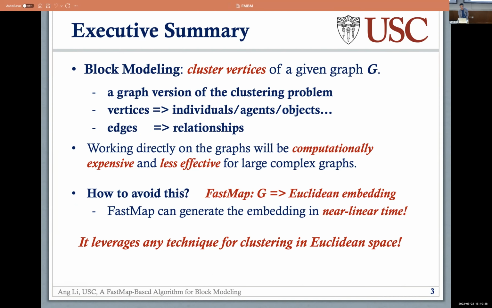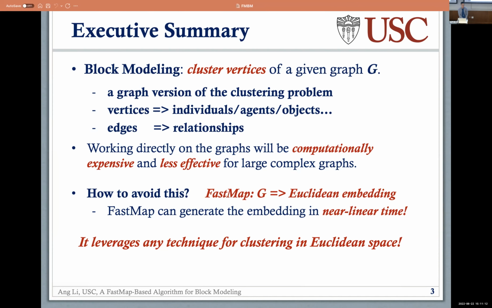So how can we avoid this? In our method, we propose to first embed the graph into the Euclidean space so that we can solve the problem in the Euclidean space, and then we avoid working on the graph directly. So how can we do this? In our method, we propose to use FastMap to do this. We will first use FastMap to do the embedding.